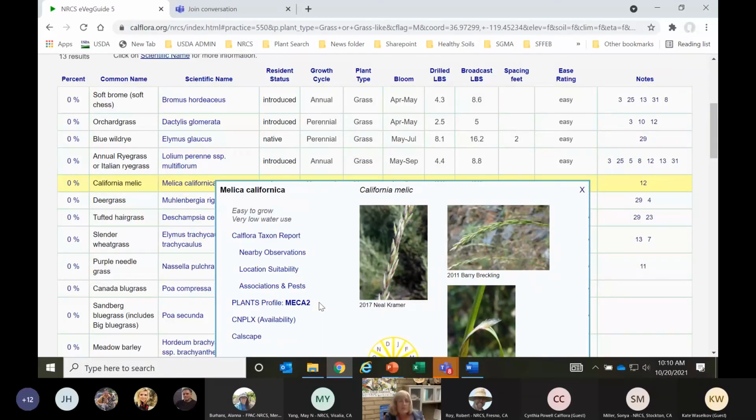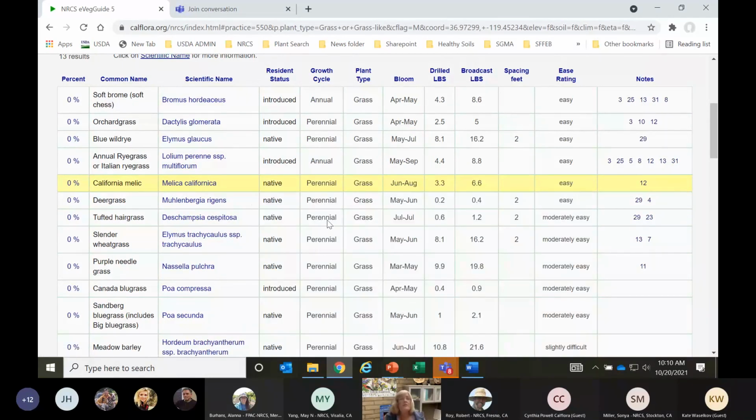A link to the plant's profile would be more information, and then this CNPPLX is availability of seeds and plants. So that's really useful. Residence status and whether it's annual, perennial, bloom time, seeding rate. This is for pure live seed. So seed quality is important.